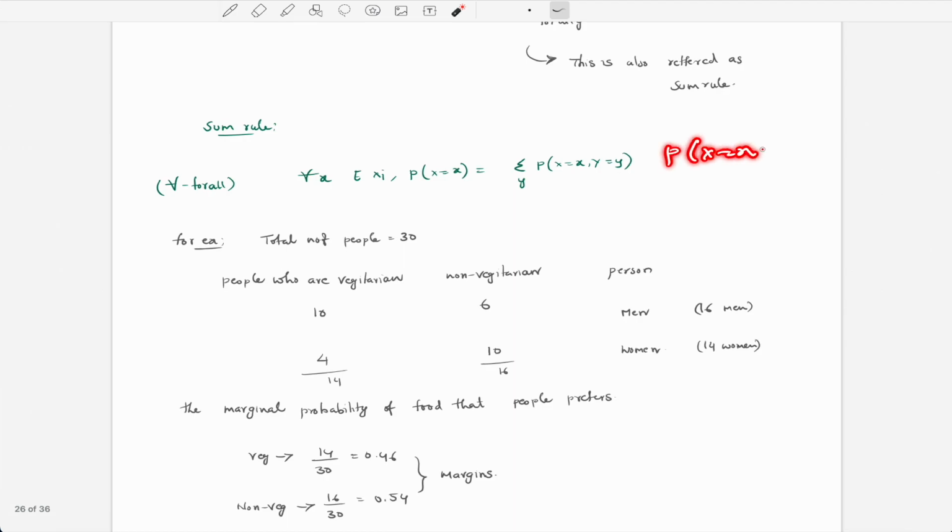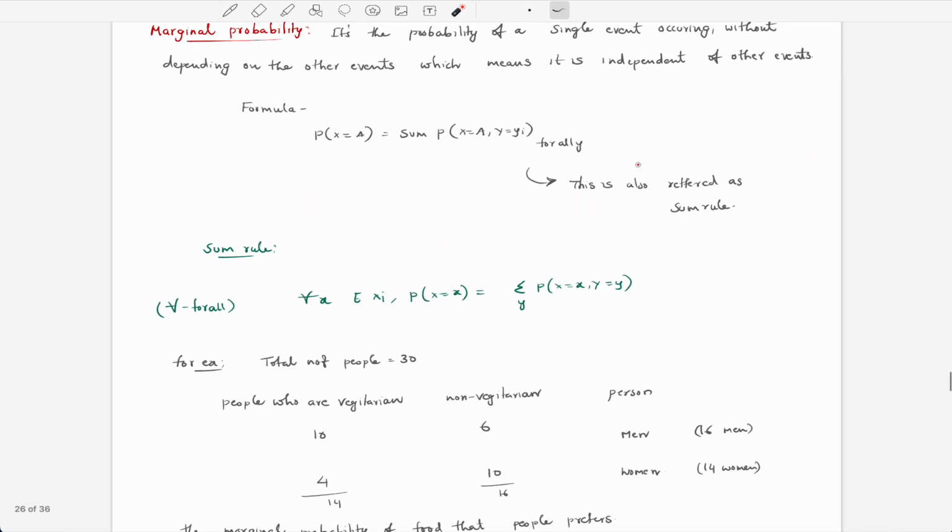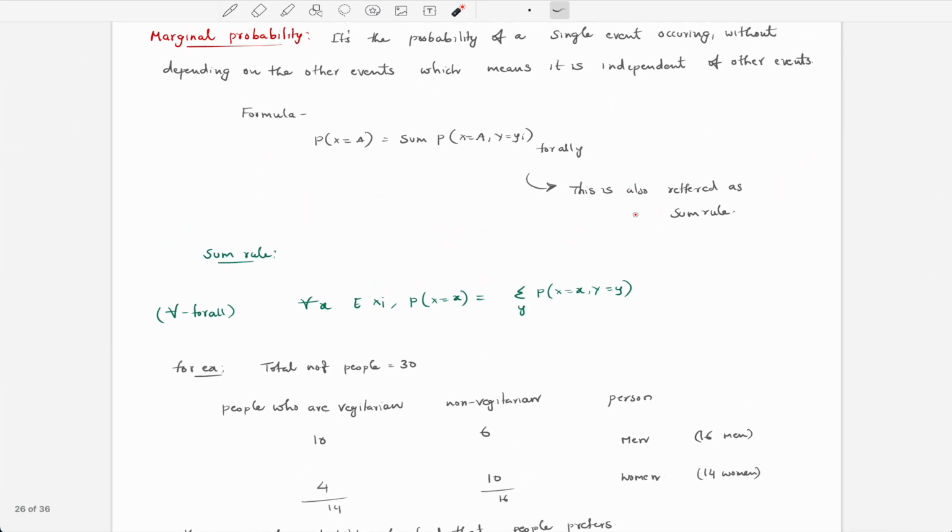The probability of capital X equals something, and capital Y equals something. I hope you understand this. As of now, if you understand, it's totally all right. Otherwise, just ignore it. We're going to cover it in Python, in the programming and ML part.